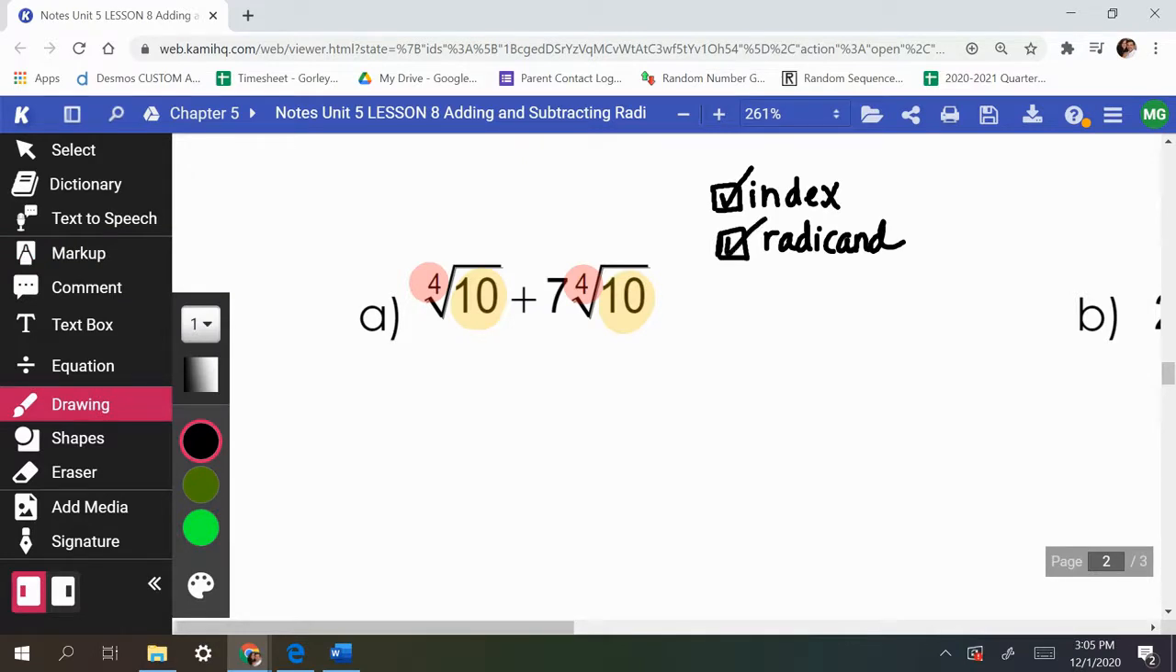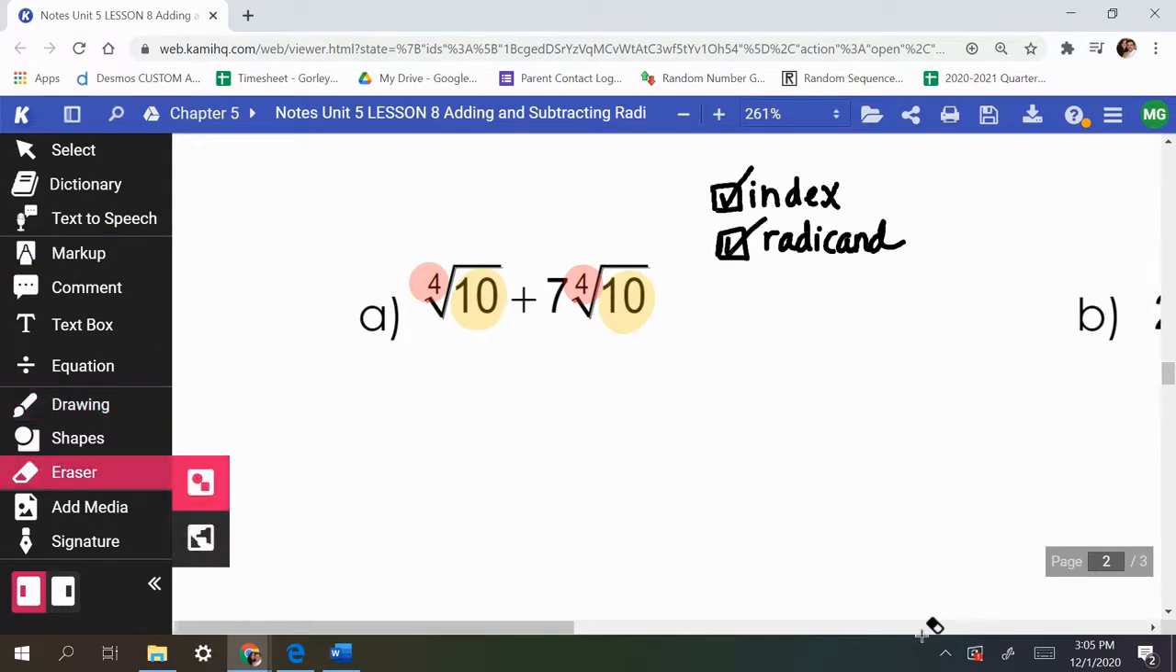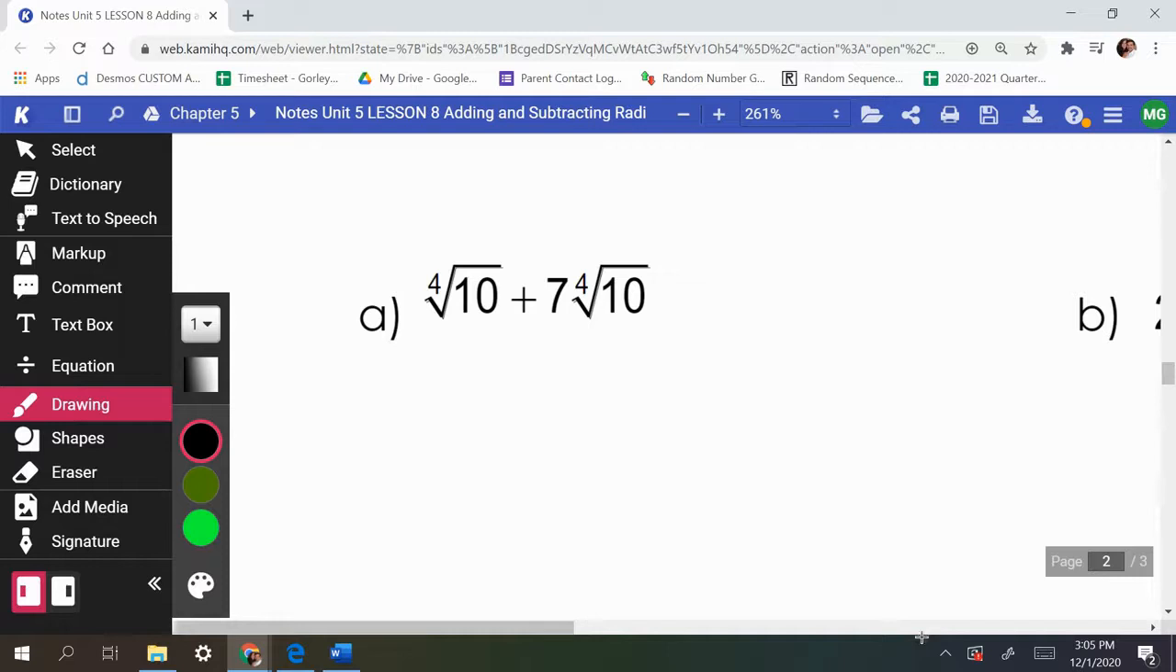So we have the same index and the same radicand. So now that I know that they're like radicals, we can sum their coefficients. So here, when there's nothing written in, we're assuming that there's a 1 out front, and then there's a 7 out front over here. Okay. So 1 plus 7, that's going to give me 8 of those fourth roots of 10.